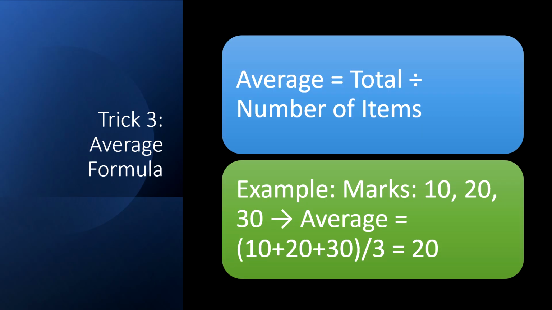Third trick, averages. The formula is simple. Total divided by number of items. For example, marks of 10, 20 and 30 added up to 60. Divided by 3 and the average is 20.